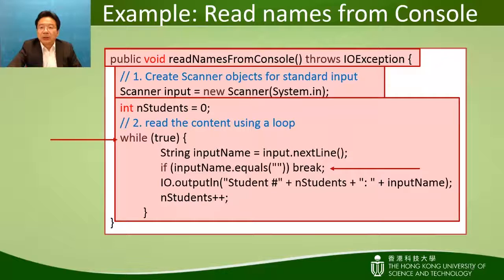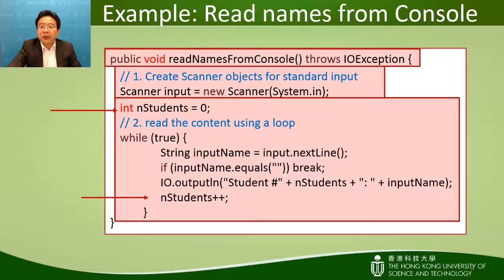Notice that the method equals for the string class is used instead of the equal operator, because the logical equal won't work properly even if two strings look exactly the same. Similar to reading from an input file, the next line method is called for the scanner object, input, to read in an entire line, but in this case, it's from the console instead of an input file, and the result is assigned to the string variable, input name. If the input line is not an empty string, it will be printed out on the console together with a student count, n students. Notice that a variable, n students, is declared before entering the loop for keeping track of the number of students. Notice also that there's no need to close the standard input.